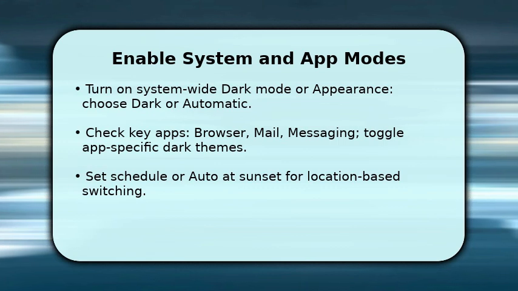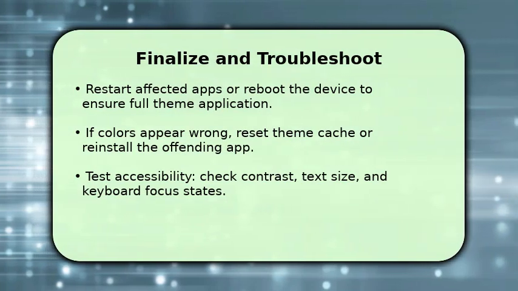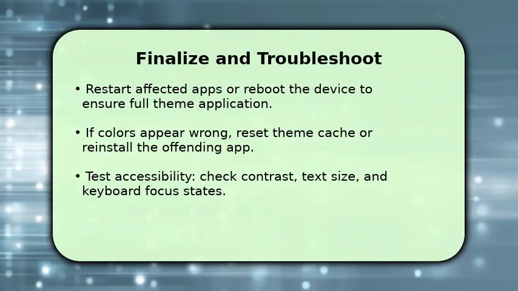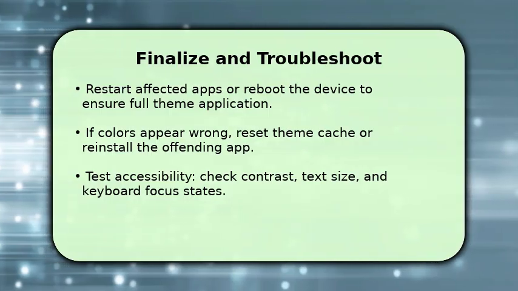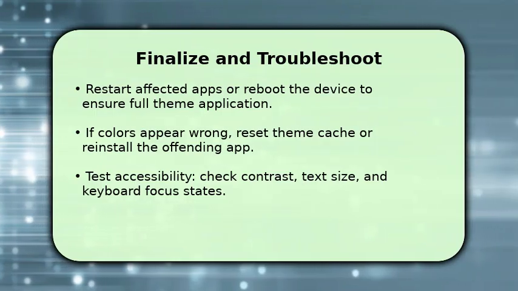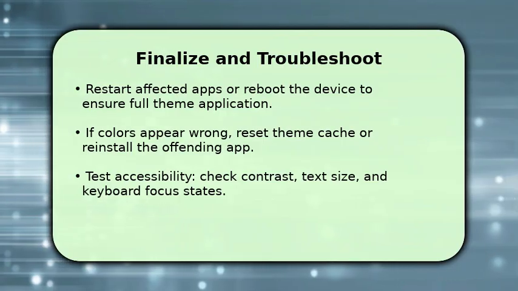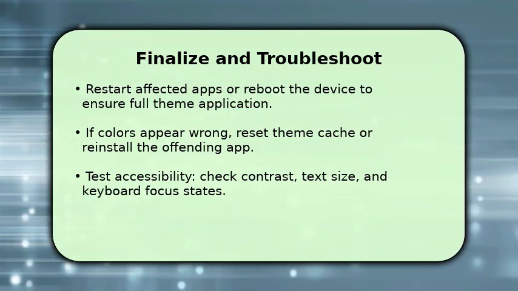After these changes, validate to finalize, restart apps, or reboot so every process picks up the new theme. This resolves most lingering light mode remnants. If a specific app still shows light elements, clear its cache or reinstall it to remove cached UI styles. Make sure your accessibility settings, contrast, text size, still meet your needs after the switch.